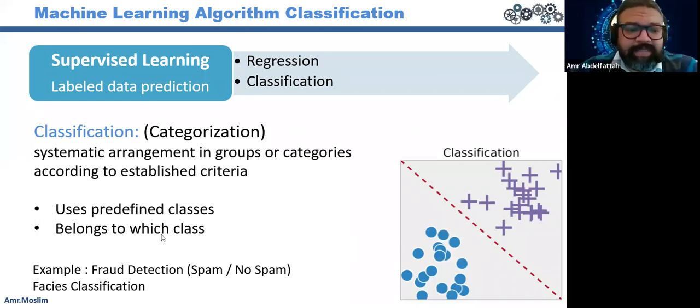And the example of this, the very famous example of Fisher's problem, is fraud detection. How our inboxes know that the incoming email is spam or not spam. And in the geoscience world, we use facies classification as one of the widely used supervised machine learning methods in the industry.